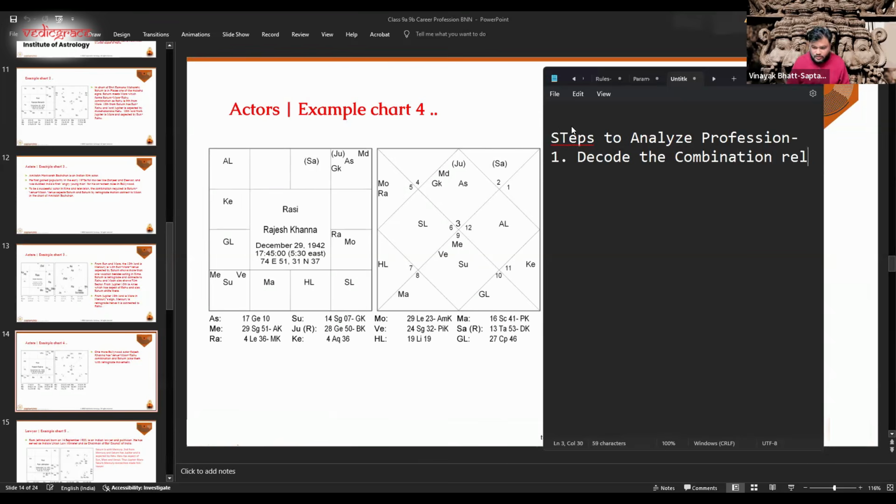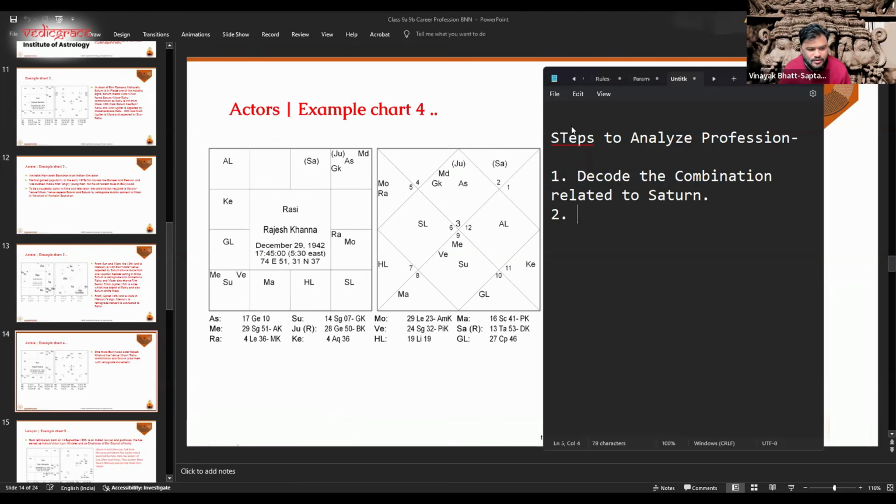Okay. First step, decode the combination related to Saturn. What is the meaning of this first step? We need to see the Saturn, only Saturn. Now in this chart, Saturn is retrograde, so it means two positions we need to check. If I see Saturn from the Taurus sign, in trinal, Taurus, Virgo, and Capricorn we need to check, correct? And Scorpio also, because that is the seventh.